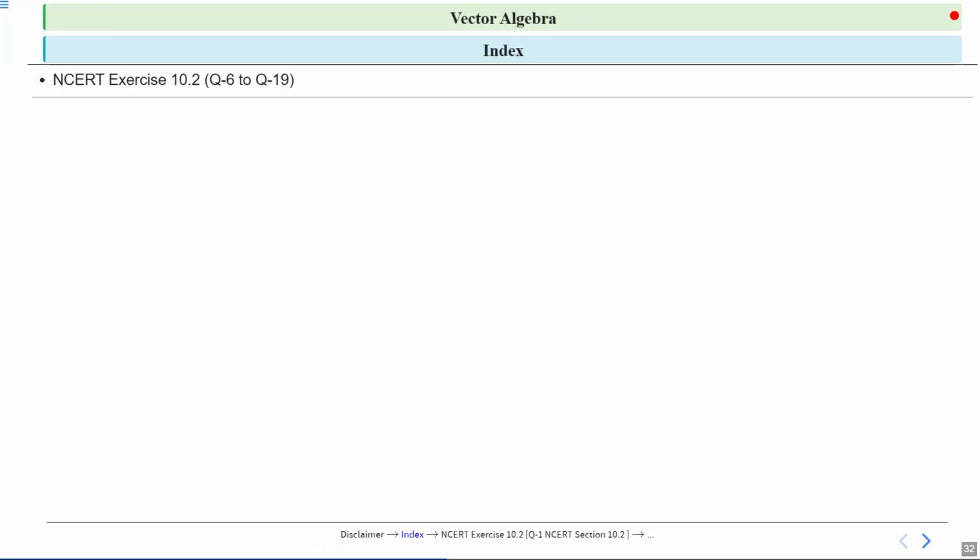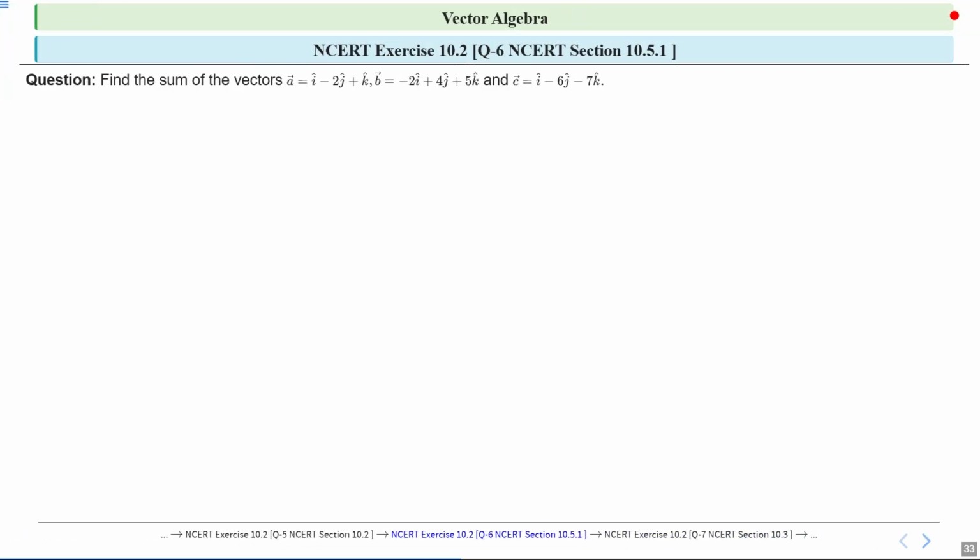Okay, let's see the next question. NCERT exercise 10.2 question number 6. Find the sum of the vectors A vector is equal to i cap minus 2 j cap plus k cap, B vector is equal to minus 2 i cap plus 4 j cap plus 5 k cap, and C vector is equal to i cap minus 6 j cap minus 7 k cap.